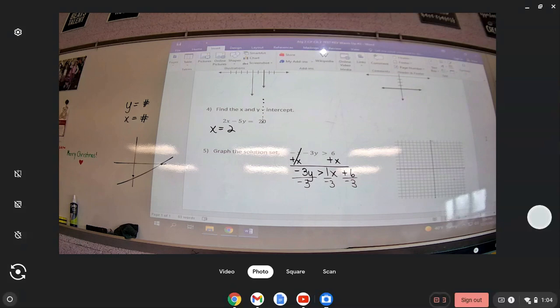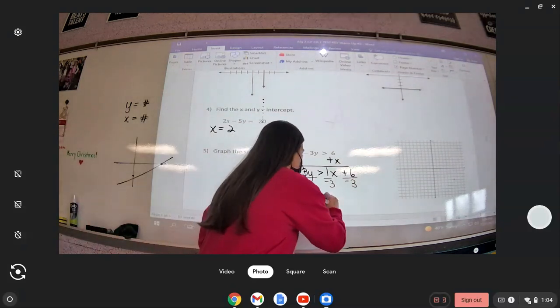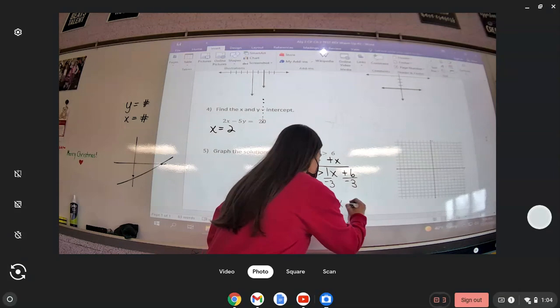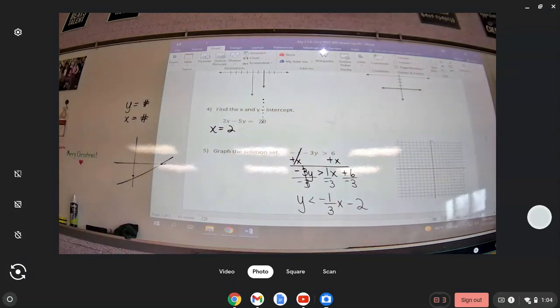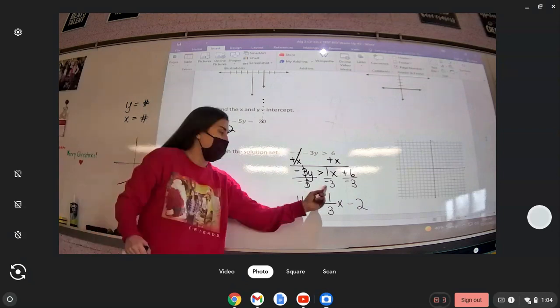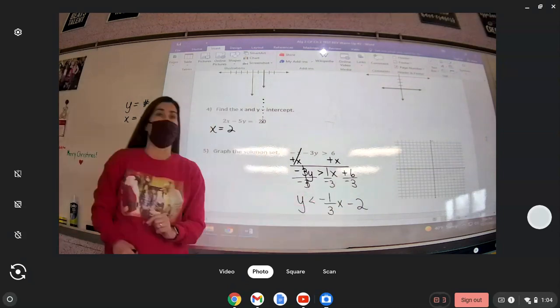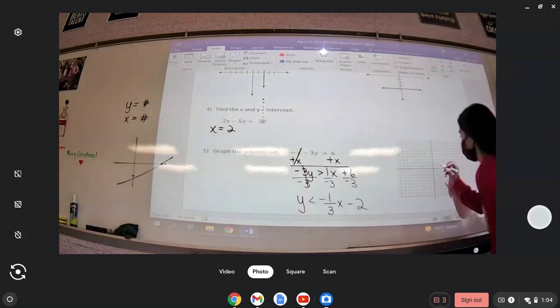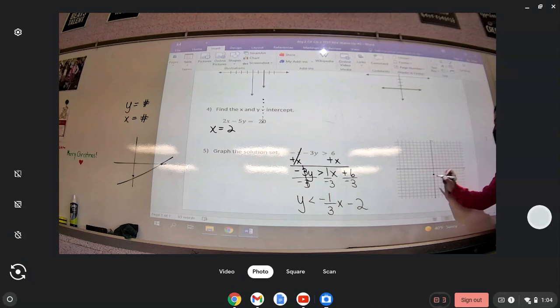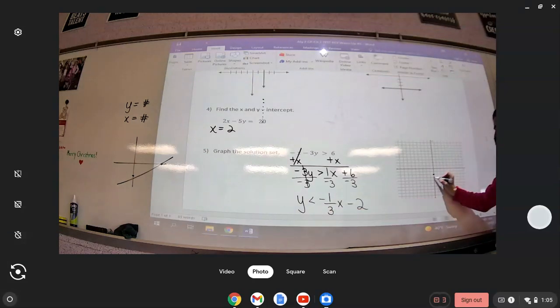Don't forget. Right? I had to divide by -3, so I flipped my symbol. I scooted my negative number up to the top to make it -1/3, doesn't divide, doesn't reduce, and then -2. So we have slope, we have y-intercept. Let's graph it. Go down 2, and then my slope, rise over run. Rise -1, so down 1, and run 3 to the right.